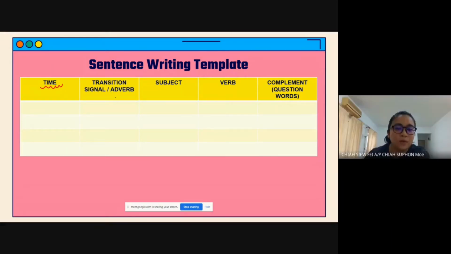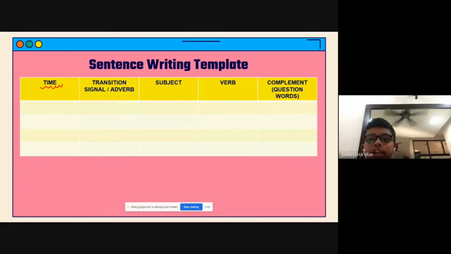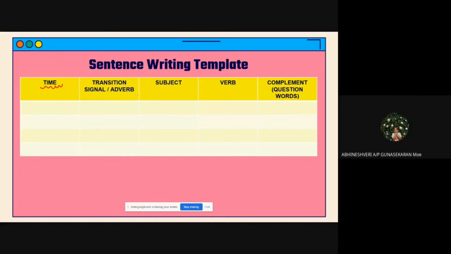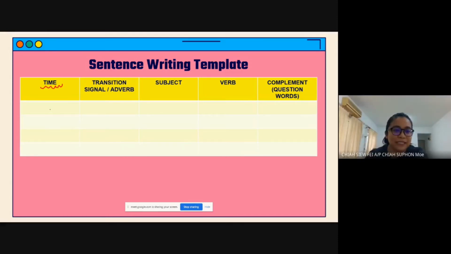Okay, when something happened. When it happened, last morning or something. Okay, when something happened. You said like last night, last weekend. Okay, so let's take an example from the story that we are discussing right now. So what do you think is the most appropriate time to put?